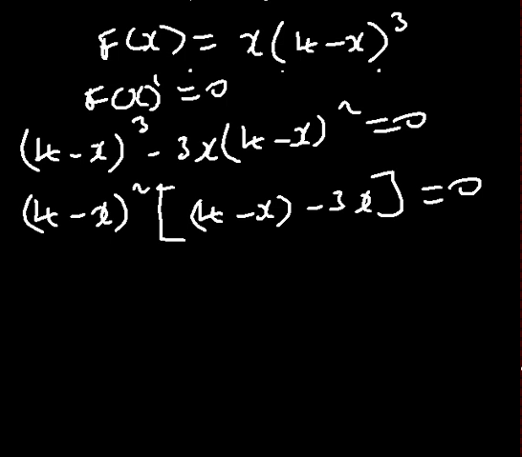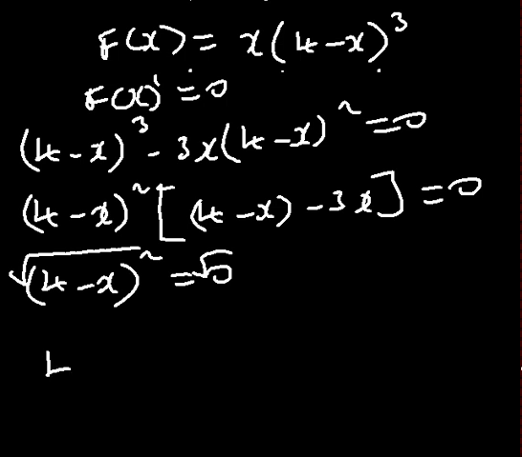And using the zero product theorem, we should have (4 − x)² equal to 0. For this case, we take the square root of both sides, which gives 4 − x equal to 0, and therefore x is 4. That is the first critical value. And therefore, the critical value is 4.